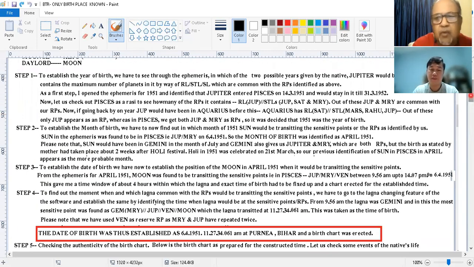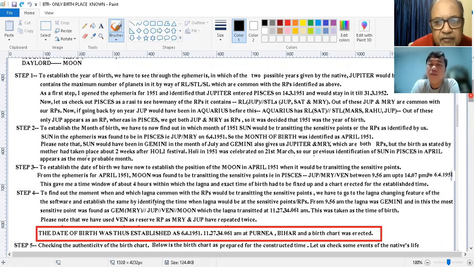Now, step number 1. All this we have studied before, but by way of example, how do we go about it? To establish the year of birth, we have to see through the ephemeris in which of the two possible years given by the native. The two possible years are 1950 and 1951. So we have to go to the ephemeris for 1950 and 51.